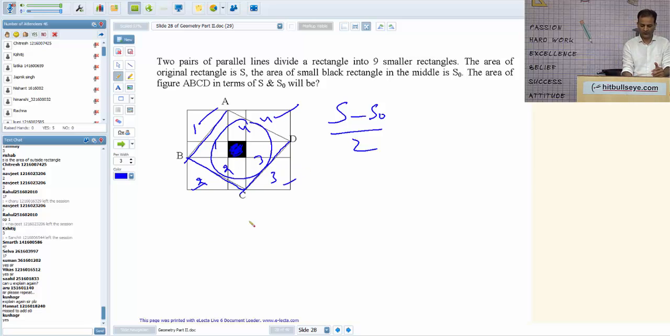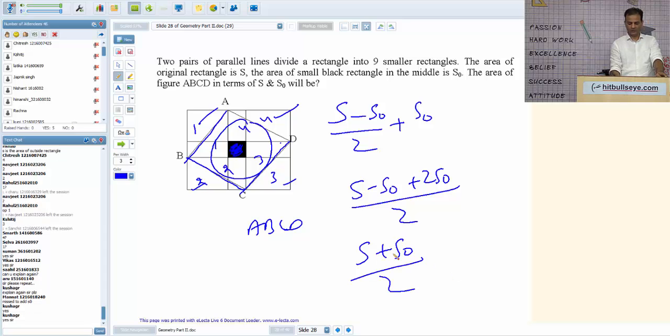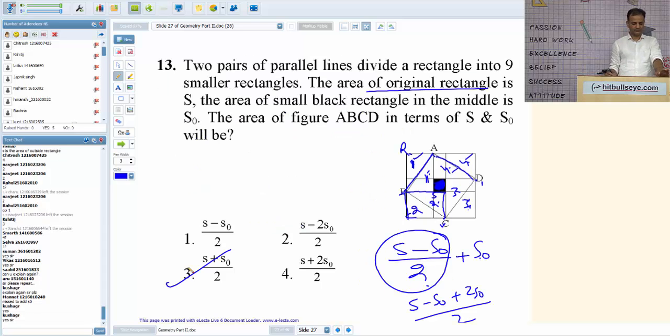He is asking about the area of ABCD. So in ABCD, S naught is included, Kushagra. So the answer will be S minus S naught plus 2 S naught by 2, which will be S plus S naught by 2. So the answer will be, Kushagra, the third option.